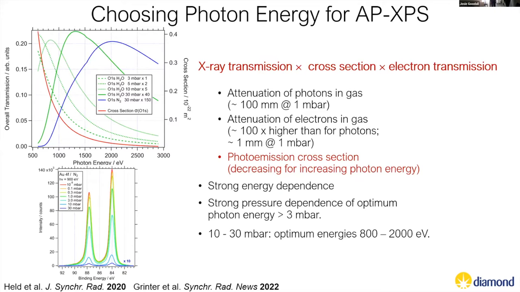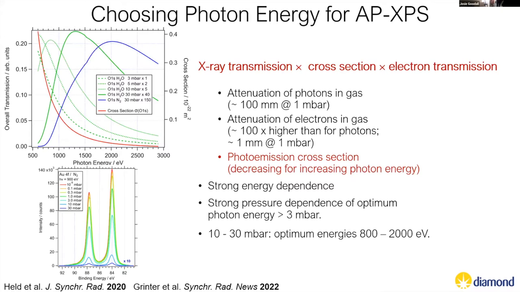And this basically shows that as you go higher and higher in photon energies, this cross section drops off dramatically. On the other hand, the transmission of our electrons, our photoelectrons, is terrible at the moment. So we have to balance this. We can't just get a massive photon energy and a massive amount of electrons going through.